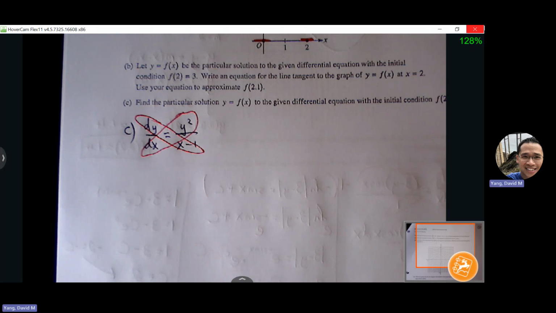Say it again. How should you get like the 3.9? 3.9. So I did 9 times 0.1, and then plus 3. So this is my argument with the tangent equation. We're just taking the decimal 2.1, inserting it for the x, and getting the decimal value. Linear approximation.